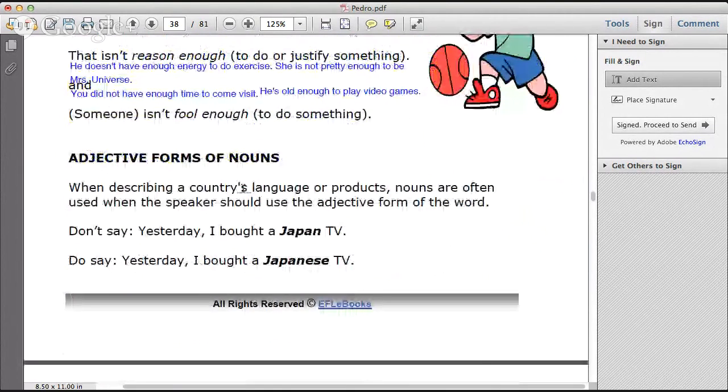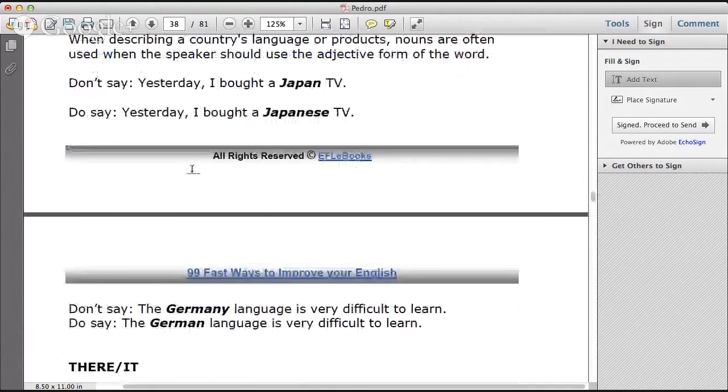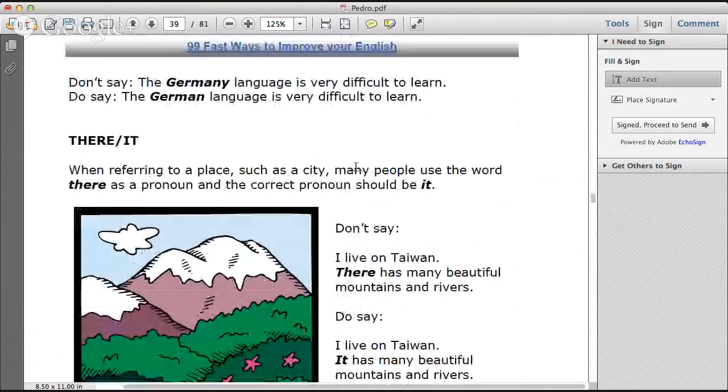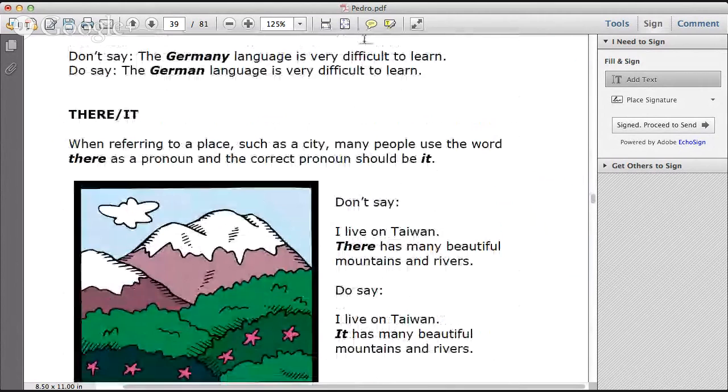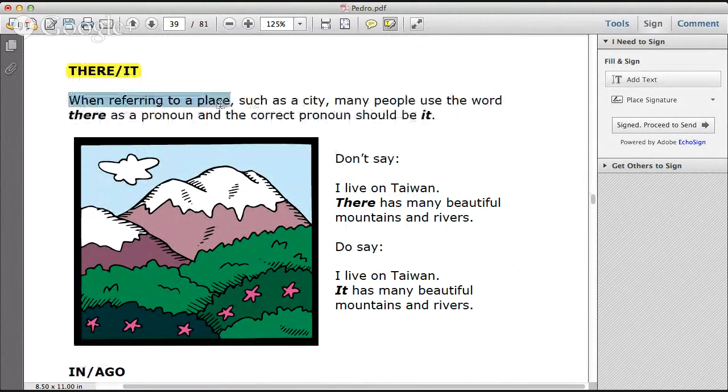All right, we're going to keep going here. We're going to skip over the adjective form of nouns and go straight to "there" and "it." Again, just like enough, this is a big one that I hear quite often. All right, let's go to Javier. Javier, go ahead and read this paragraph, please. When referring to a place, such as a city, many people use the word there as a pronoun, and the correct pronoun should be it.